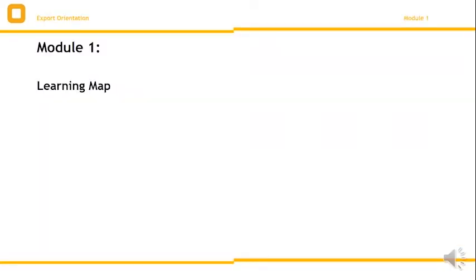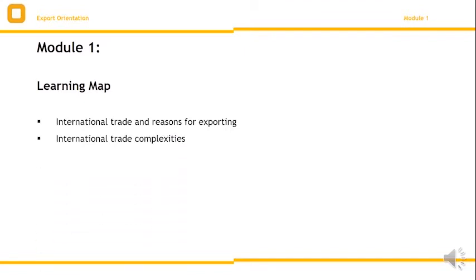We're going to cover the following topics under Module 1. We're going to first of all define what is international trade. Then we're going to look at reasons why you can export. We're going to look at benefits or advantages of exporting. We're going to look at international trade complexities. These are unique challenges that you are going to face when you embark on exporting and selling your products to the international market. We're then going to look at factors that influence market potential in international trade.